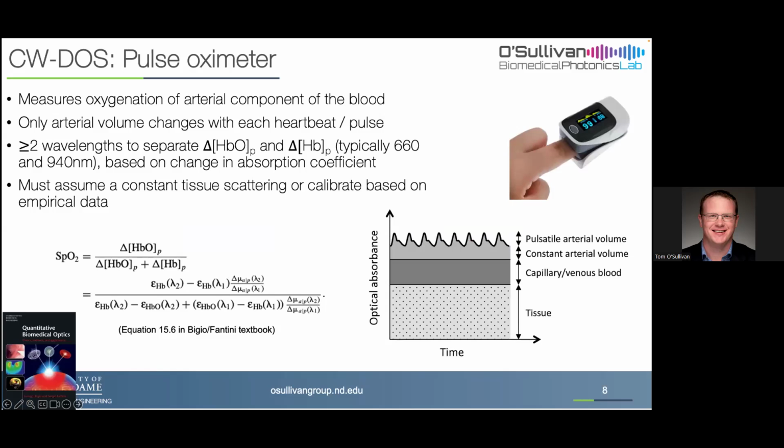So in a pulse oximeter, we're measuring the oxygenation of blood in the arteries, okay? And the reason this works is because arteries pulse and veins don't, for the most part. So that pulsating artery gives you a signal you can lock onto. In other words, if you're measuring light transmission through the finger and it's going up and down, it's a really good assumption that that light is going up and down because of the arterial component of the blood. And that's why pulse oximeters are sensitive to the arterial component and not the venous component, okay?